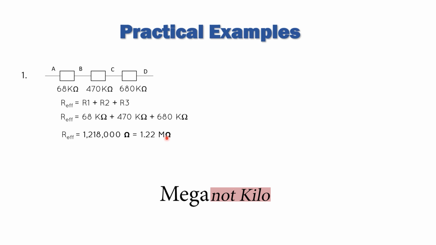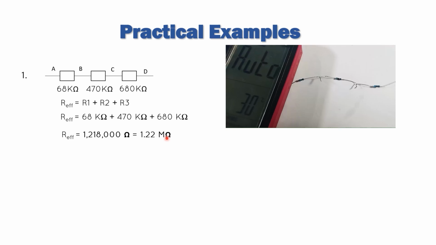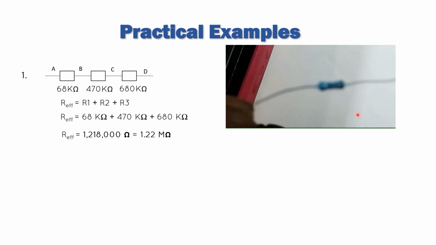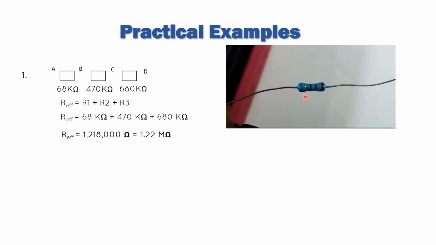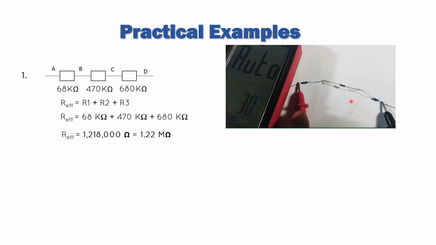So let's do this practically with resistors and see if we get exactly the same thing. We have our resistors connected together. This is the first one, 68k. We have the next one, 470k. We see the colors. Then we have the next one, 680k. We now put our meter leads across the resistors to get our value, and you can see we have 1.216 mega ohms, which is approximately 1.22 mega ohms, which is what we got here.